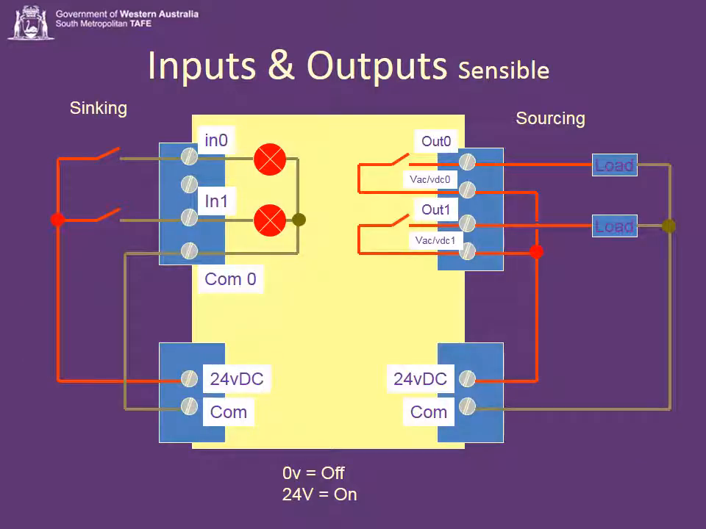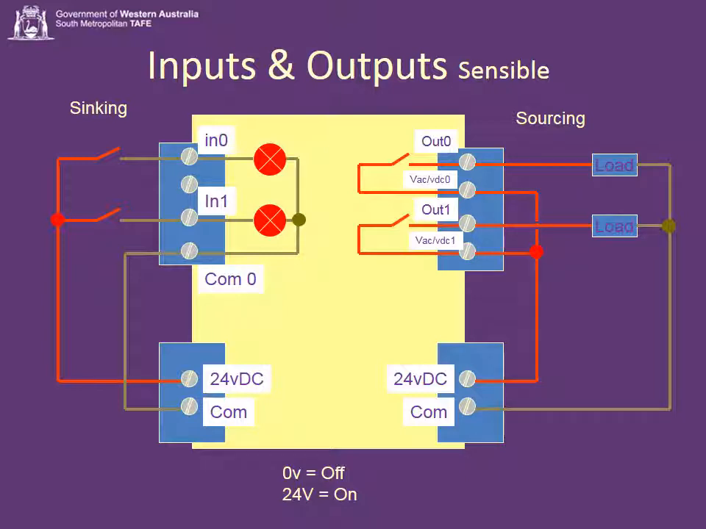Now let's talk about some inputs and outputs and sinking and sourcing. Sinking means that the signal goes away, it sinks, it goes to a 0 volt, an earth or a return. Sourcing means that the screw that you physically connect to is the source of the voltage. It's where the voltage comes from.